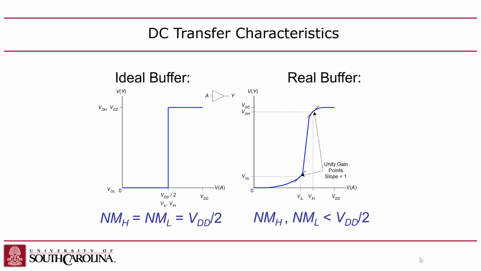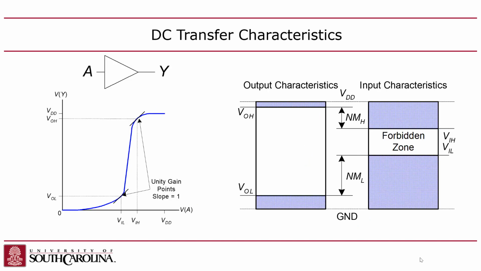Okay, so what does this all mean? This is basically what I was trying to explain. You've got the output characteristics versus the input characteristics. For the input characteristics, you'll have this forbidden zone between VIL and VIH. And for the output, you'll have VOL and VOH.